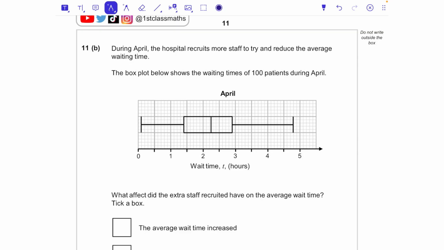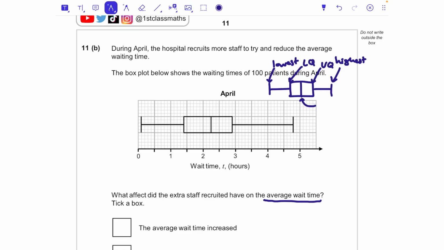Tick a box. So the average wait time is telling us that we want to be looking at the average, and what we've got here is the median. That is the average that we're given. And we can see on a box plot, we know there are 5 values on a box plot. This is your lowest, this is your highest piece of data. Then you've got the lower quartile, the upper quartile, and in the middle of the box, you've got the median. So here we're talking about the average wait time, and that's going to be from this median value here. And we can see that that is 2.25.